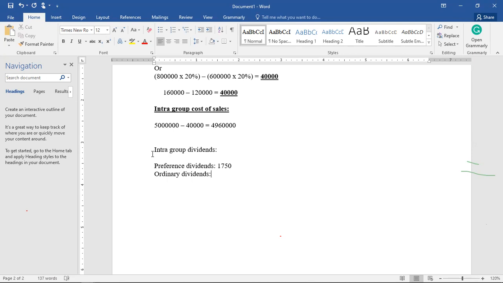Ordinary dividends to be paid is 2100. Please, are you seeing it? You should be able to see where I'm picking the figures from. Ordinary share dividend to be paid by the subsidiary is 2.1 million. The preference share dividend to be paid by the subsidiary is 1.75 million.